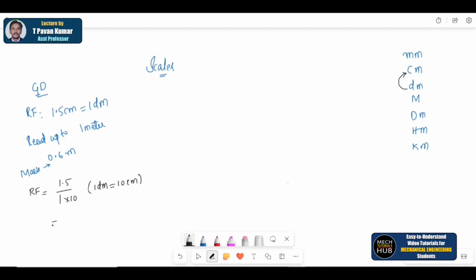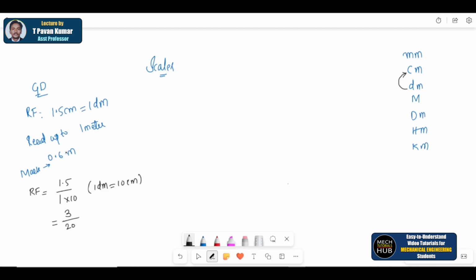I'll convert to 1.5 by 10, 1.5 by 10. So for 1.5, I try to get a round figure, which is 3. Two times whatever number I have, 1.5, because I can't take an RF value in fractions with a decimal point. So I say 3, I just double this number. By 10, I just double this number also. More or less, you are going to get the same result. There won't be any change. So RF is equal to 3 by 20.